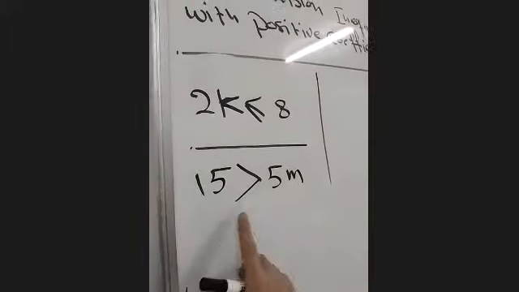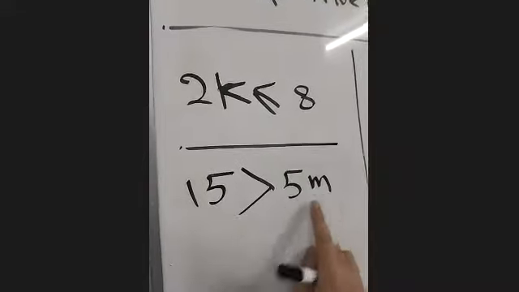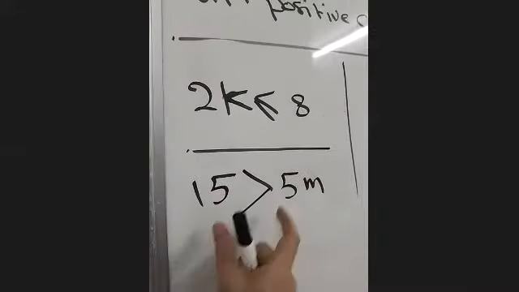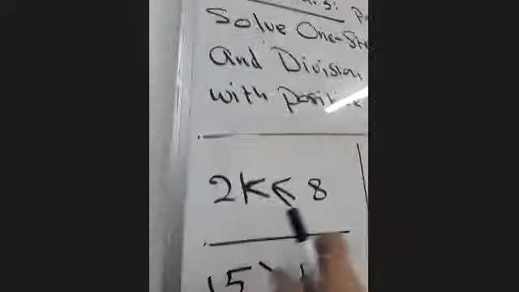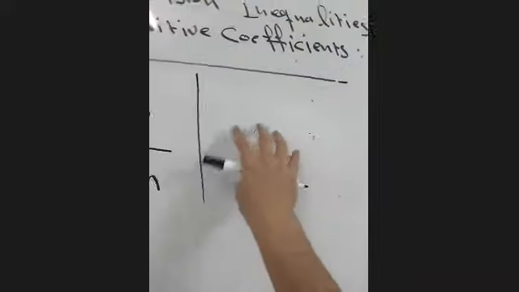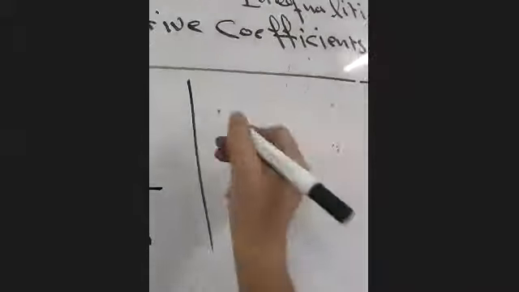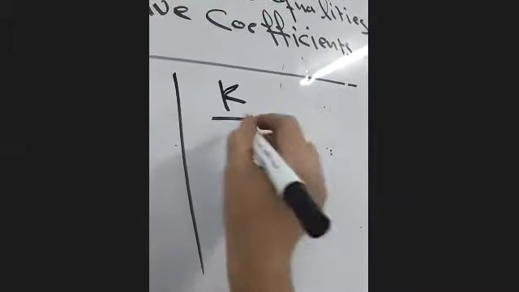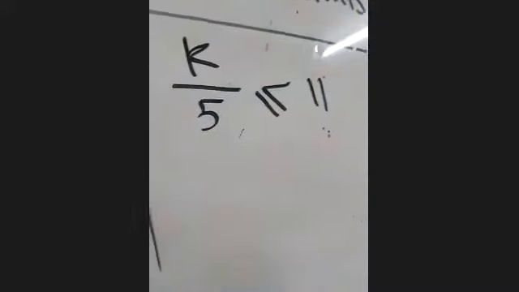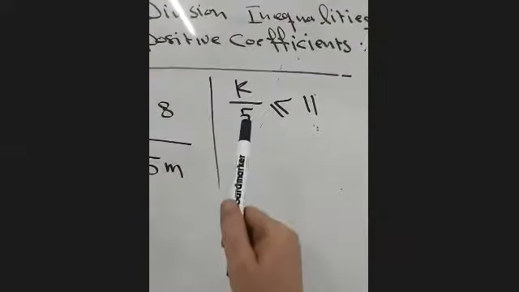15 more than 5m. 5m means 5 multiply m. So if the inequality has multiplication, we call it multiplication inequality, okay? Now the division, it is the same, but it has division, not multiplication. For example, k over 5 less than or equal 11.